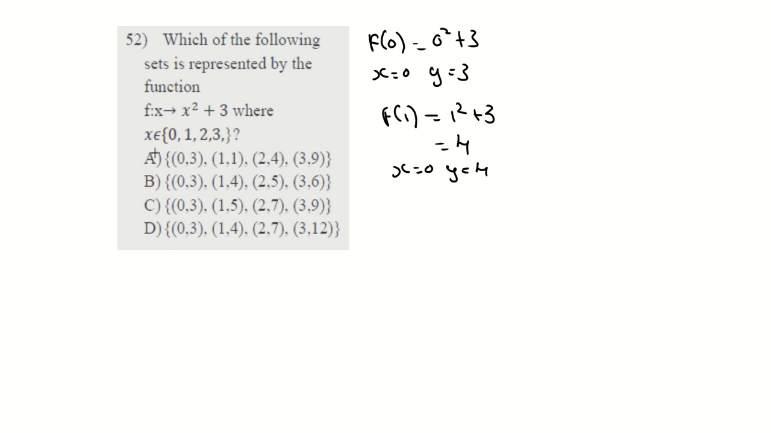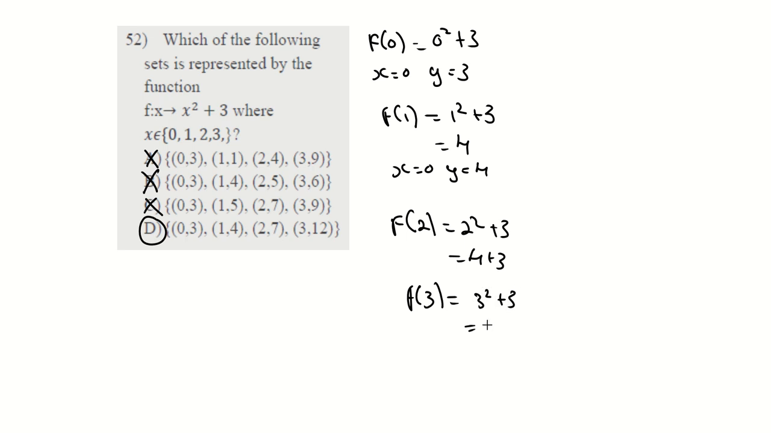So far, this is out, and this is out. Alright, so we're going to look at the next one. f of 2 is 2 squared plus 3, that's 4 plus 3, which is 7. So therefore it cannot be B. It has to be D. And you can check the last one. When x is 3, f of 3 is 3 squared plus 3, which is 9 plus 3, which is equal to 12. So your answer is D. And that is the end of January 2025.